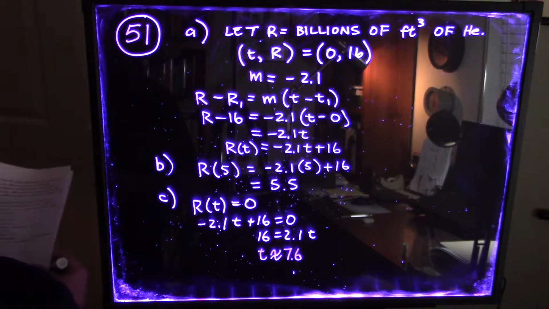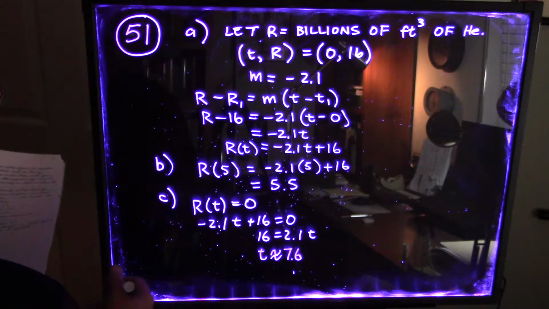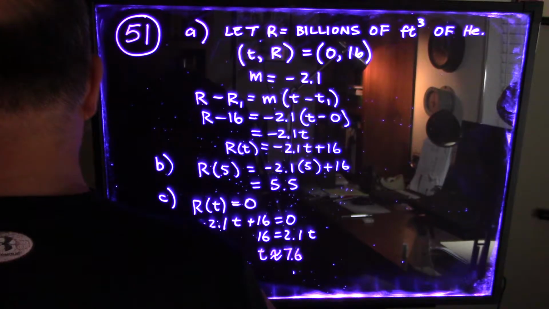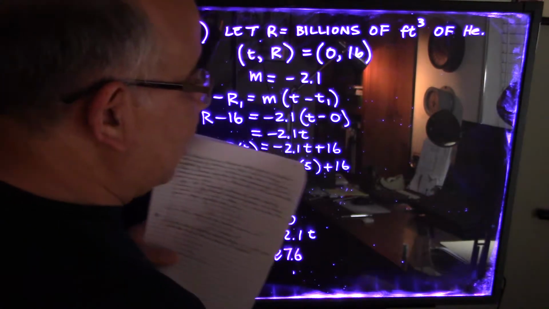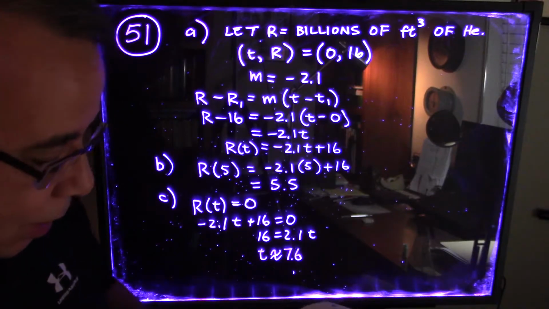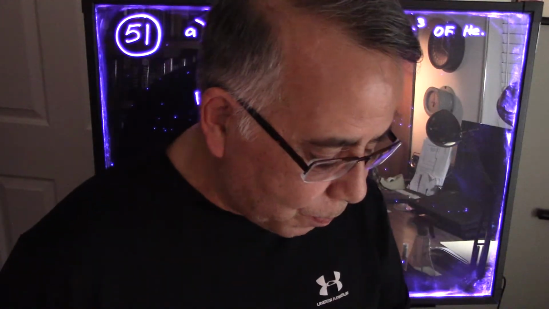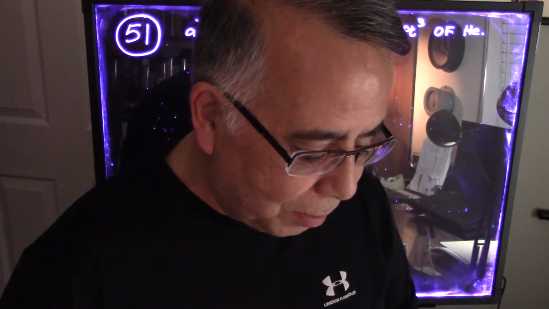All right, so what does 7.6 mean? That's 7.6 years after 2010, which is 2017.6. So somewhere a little over halfway through 2017 is when the federal helium reserve will be depleted if this model remains the same. All right.